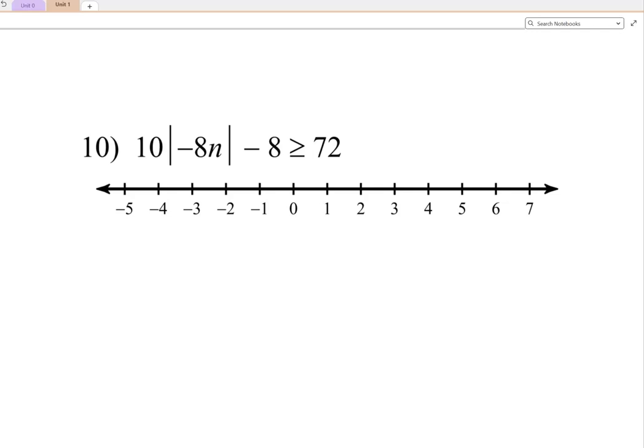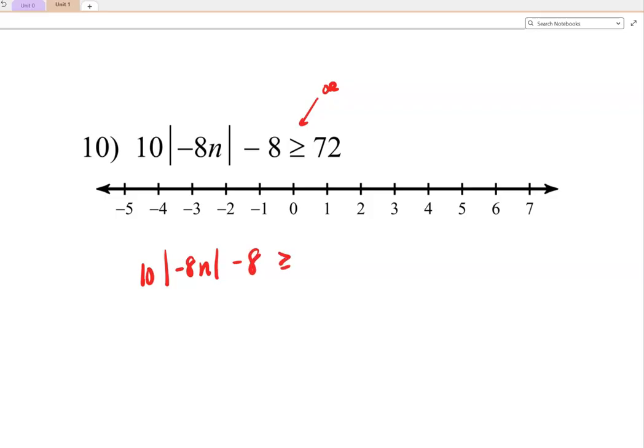In a problem like 10, I see that we have some numerical values to move first, but when we get this expression isolated, we have a greater than symbol. So this is telling me that we're going to be dealing with an "or," as long as I isolate in that order. So here we go. I'll just copy this problem and then we'll work through it.